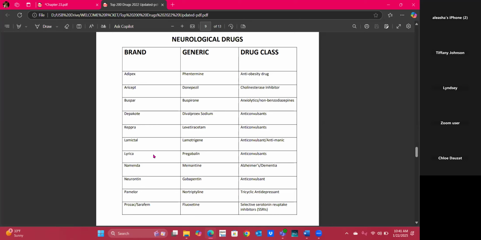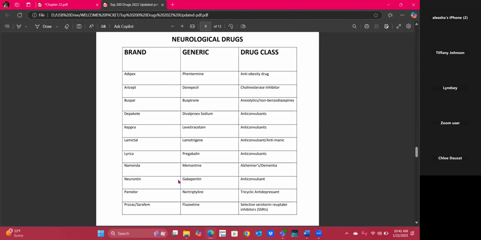Lyrica is next, and the generic for that is pregabalin, which is primarily an anticonvulsant. However, I will tell you that you see Lyrica used off-label for nerve pain a lot, things like fibromyalgia and neuropathies. Next item down is Namenda, and the generic to that is memantine. That is for Alzheimer's, which is a type of dementia.